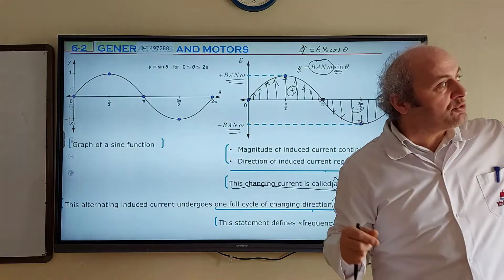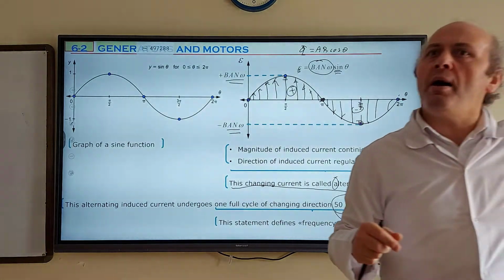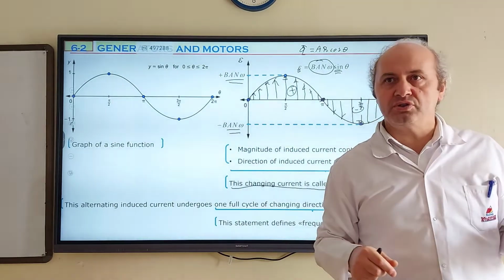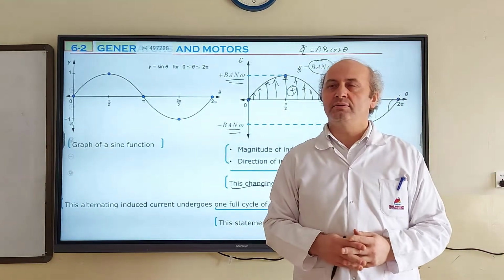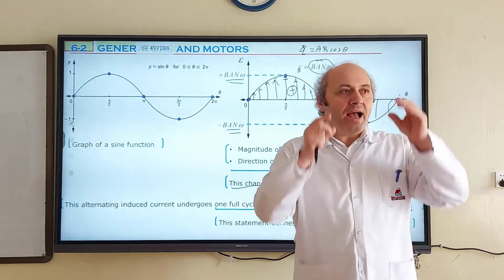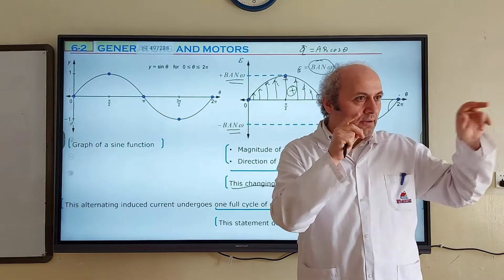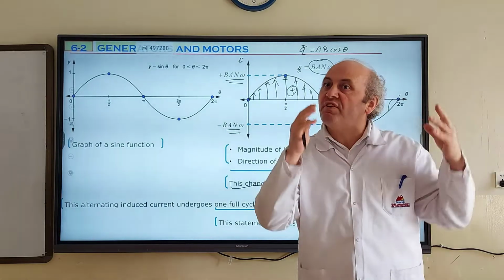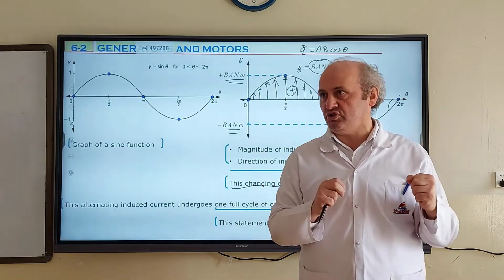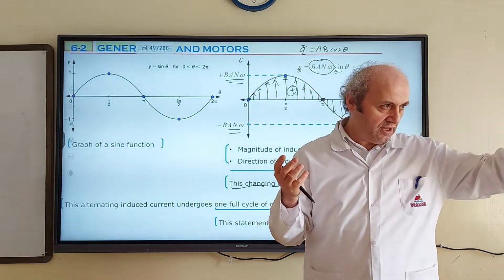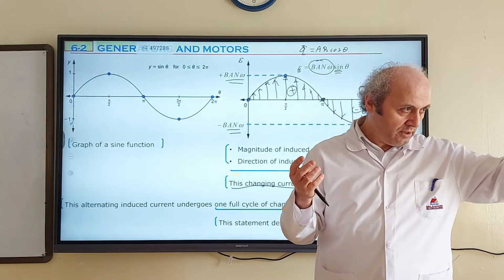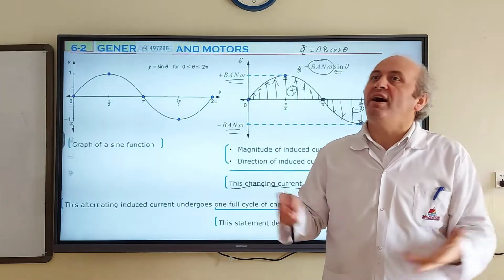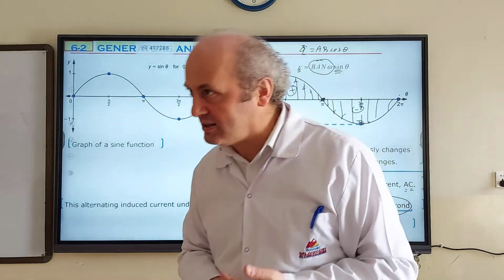Then can you tell me how many rotations the generator outside completes in 1 second? 50. 50 rotations. Got it? 1 second is this. When you open and close your eyes once, that generator out there completes 50 rotations. 50 rotations. Imagine how fast it is rotating. It is rotating 50 times in 1 second, which defines the frequency of the alternating current.